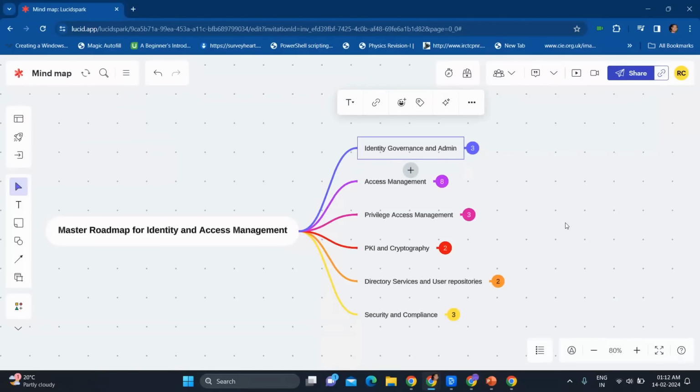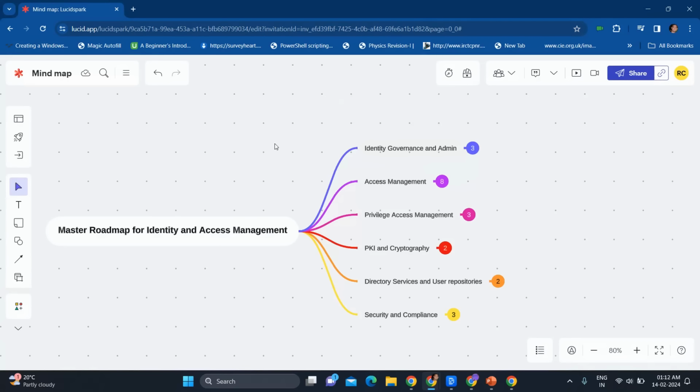Here is the master roadmap for identity and access management. There are 6 domains overall. First one is identity governance and administration. The second one is access management. Then you have privilege access management, public key infrastructure, cryptography, directory services, user repositories, and security and compliance.